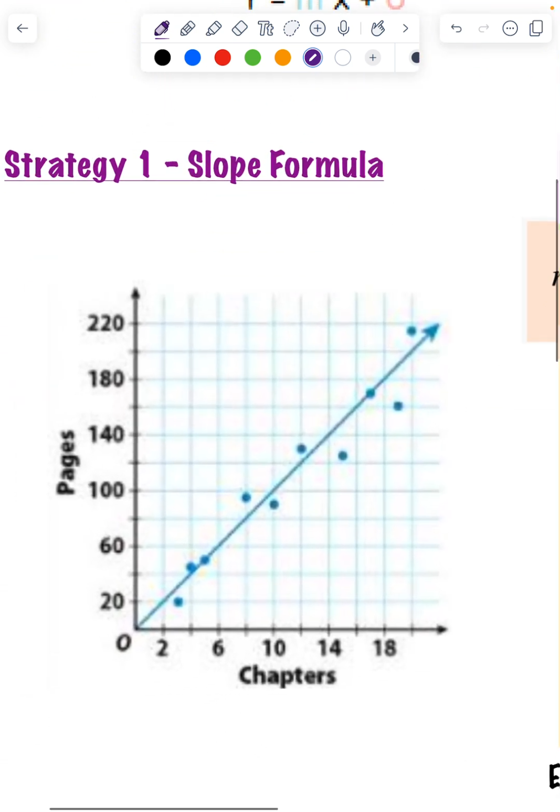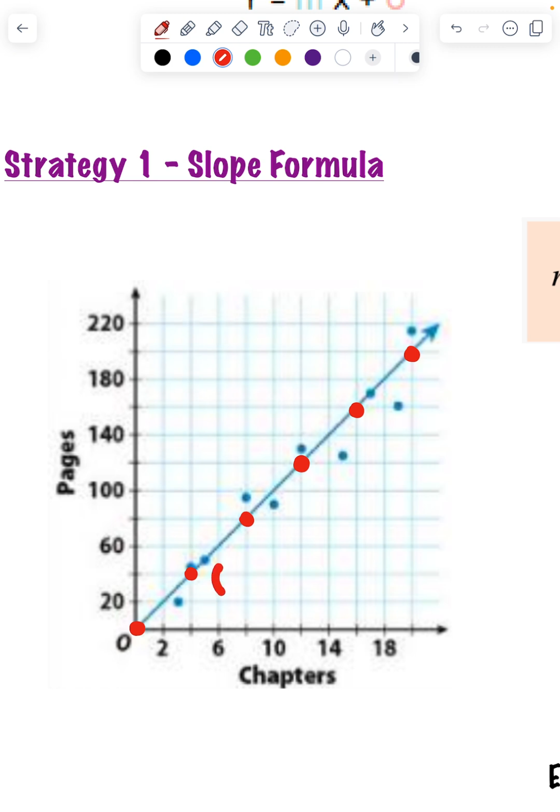So when I read my graph, I'm going to start left to right, and I'm going to find my perfect points. So I see I have a perfect point here, and then as I go up, I'm finding those perfect points where my grid lines cross. Once I find those perfect points, slope formula requires me to have my x and my y coordinates. So I'm going to find my ordered pair for each of these.